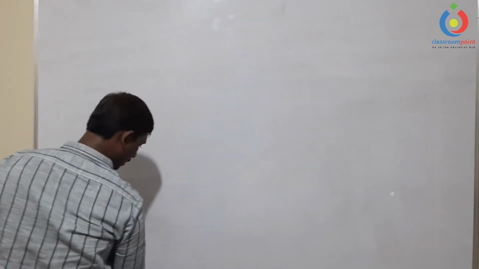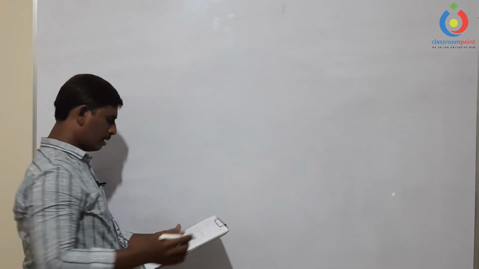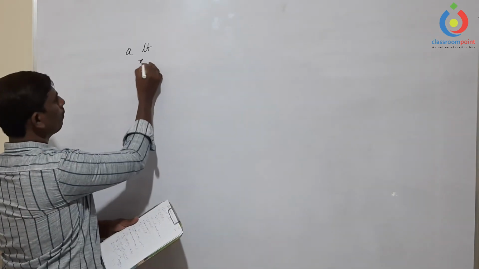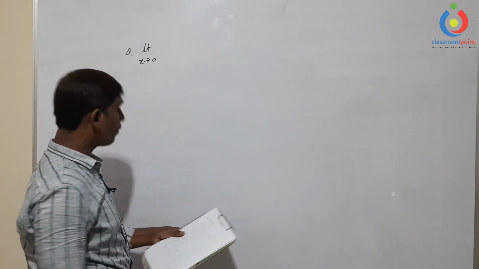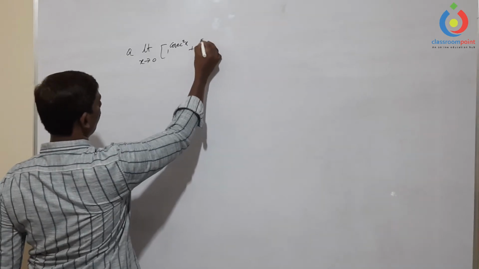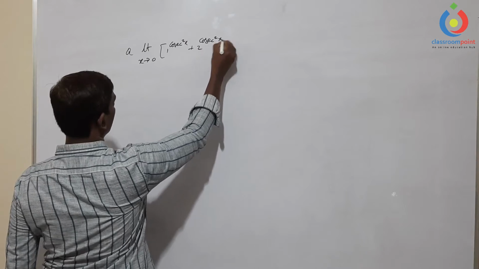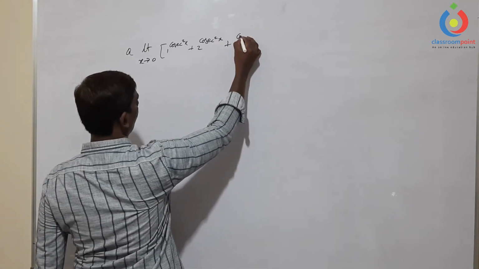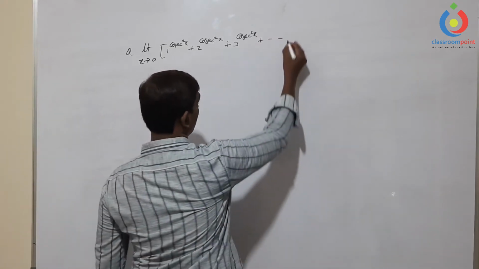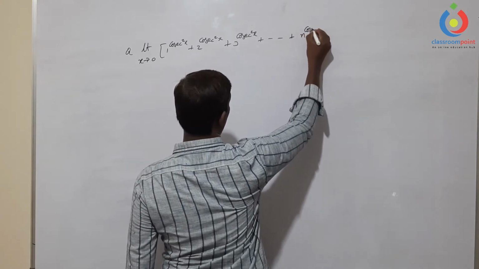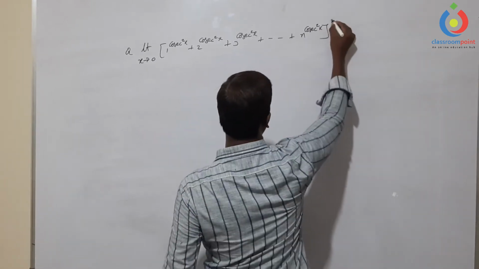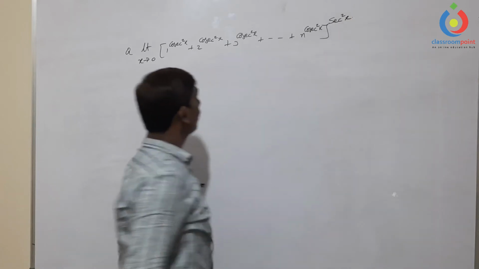One more problem is: limit x tends to 0, (1 power cosecant square x plus 2 power cosecant square x plus 3 power cosecant square x plus and so on, n power cosecant square x) whole power secant square x.